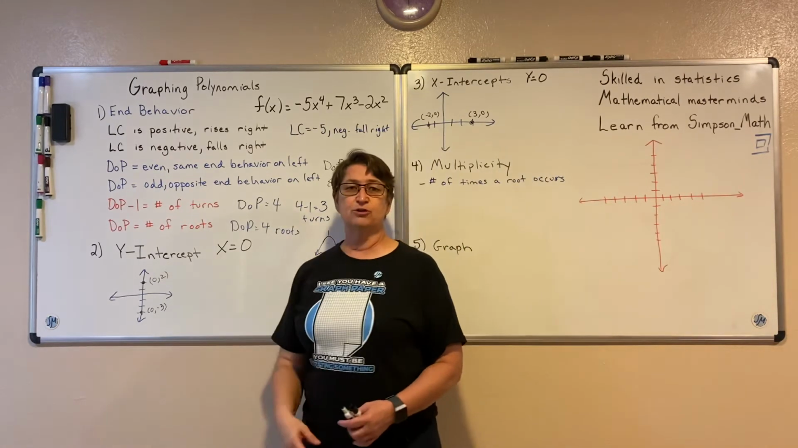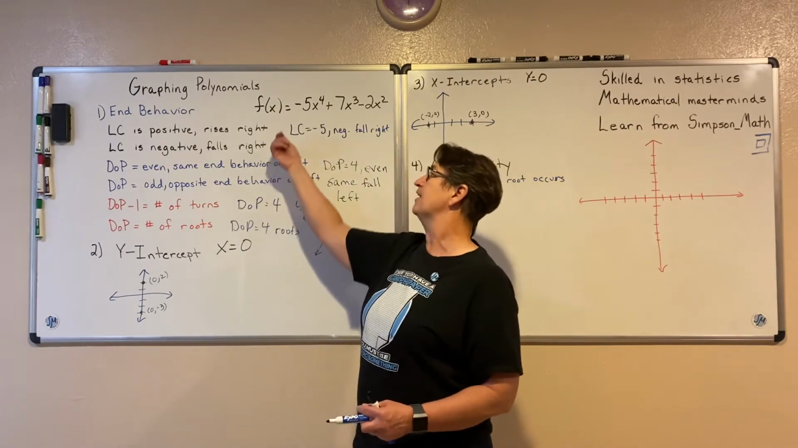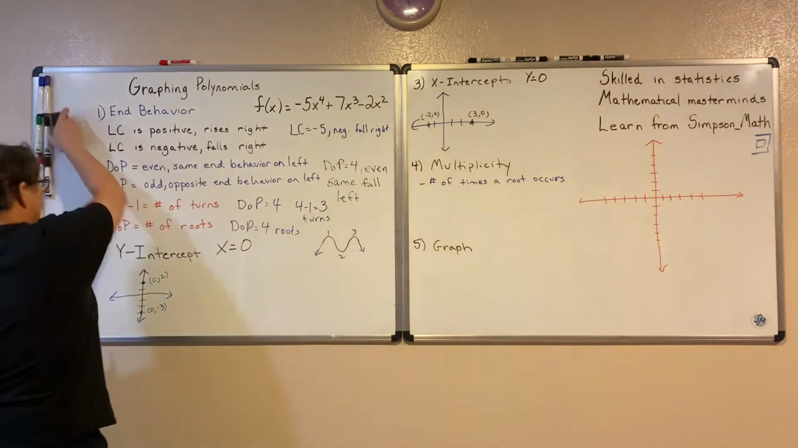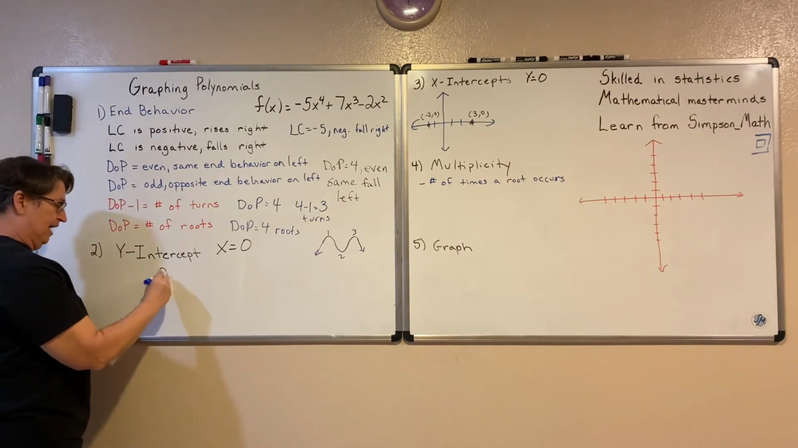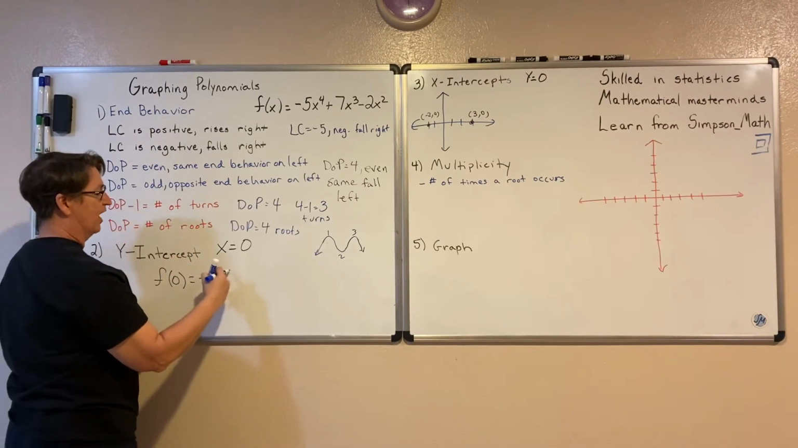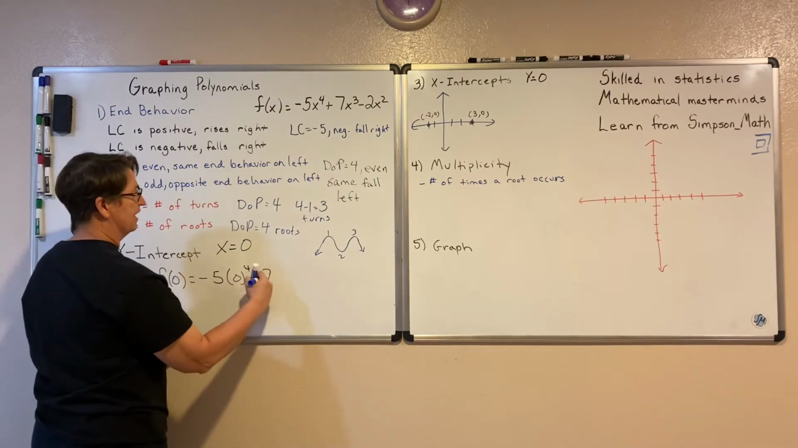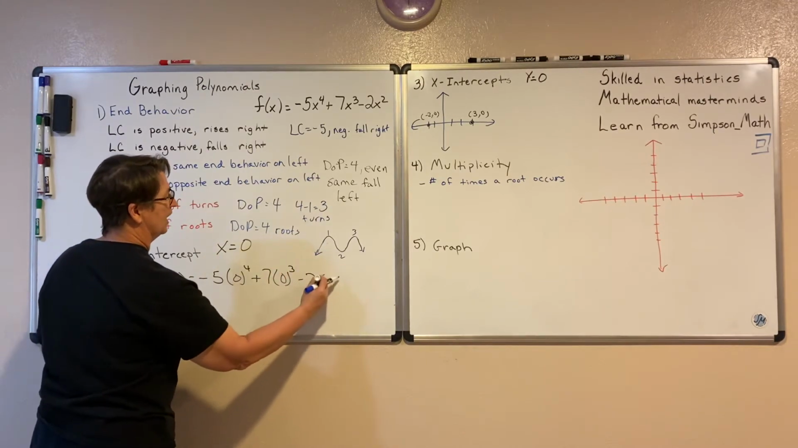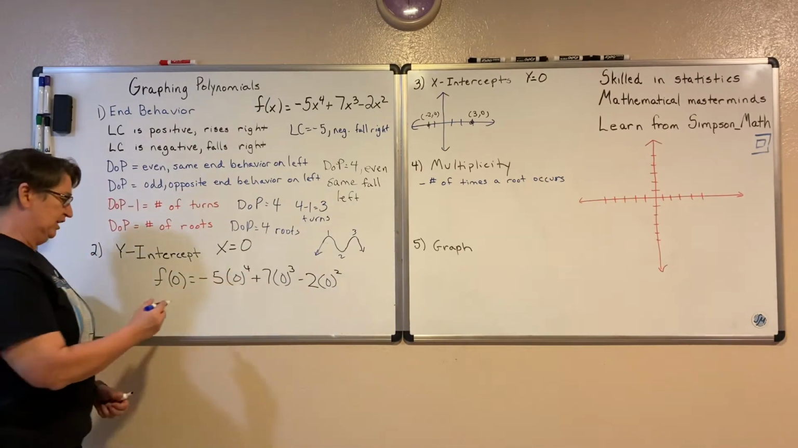Then the next thing I'm going to do is find the Y-intercept. To find the Y-intercept, I'm just going to substitute 0 in for x. Every time to find the Y-intercept, that's how we find it. So here I have f of 0: negative 5 times 0 to the 4th power plus 7 times 0 to the 3rd power minus 2 times 0 squared. And if I do the math there, that's just equal to 0.